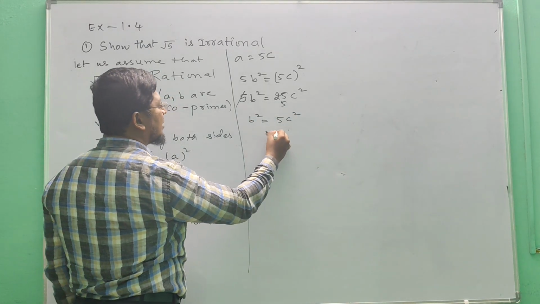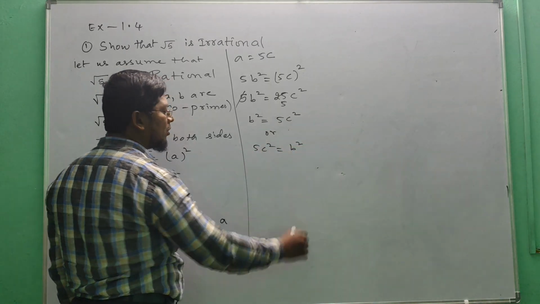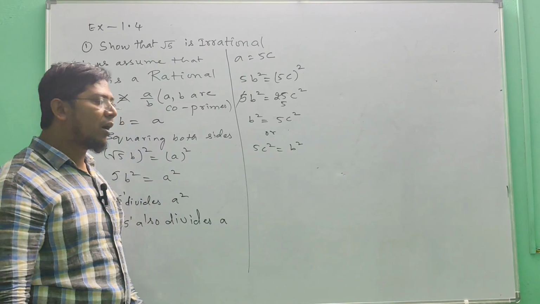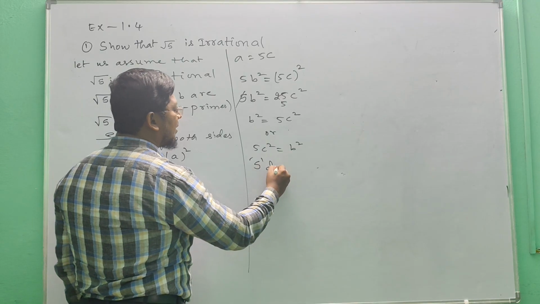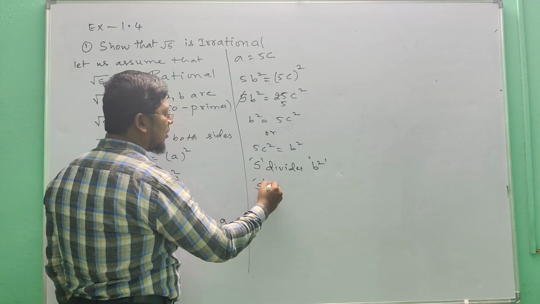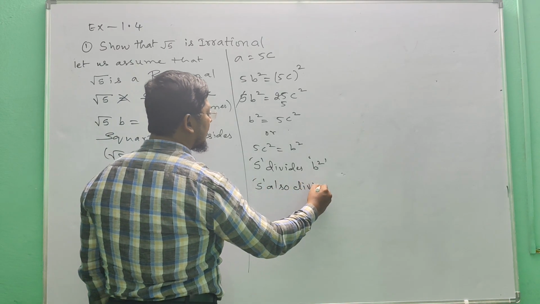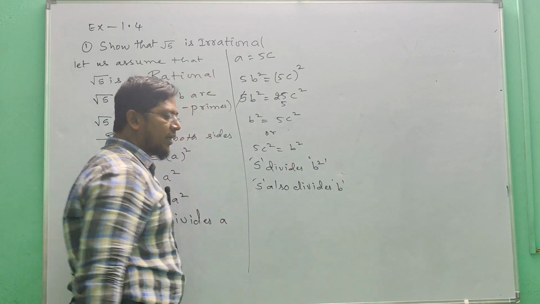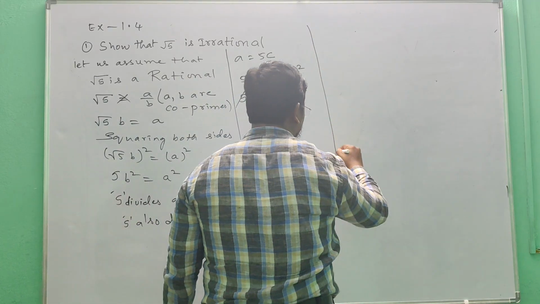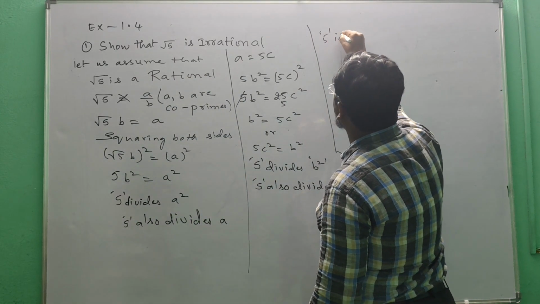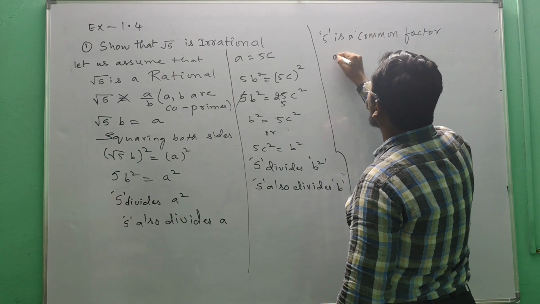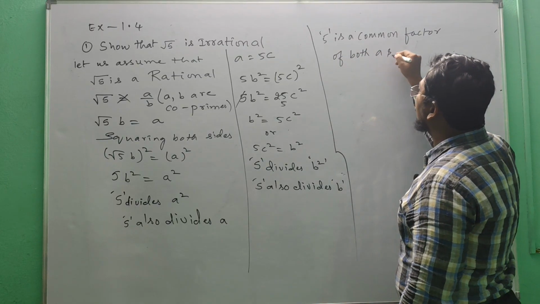If LHS is equal to RHS, then RHS also is equal to LHS. B square is equal to 5c square, then 5c square is equal to b square. How do we read? We read 5 divides b square, then 5 also divides b, which means 5 is a common factor of both a and b.